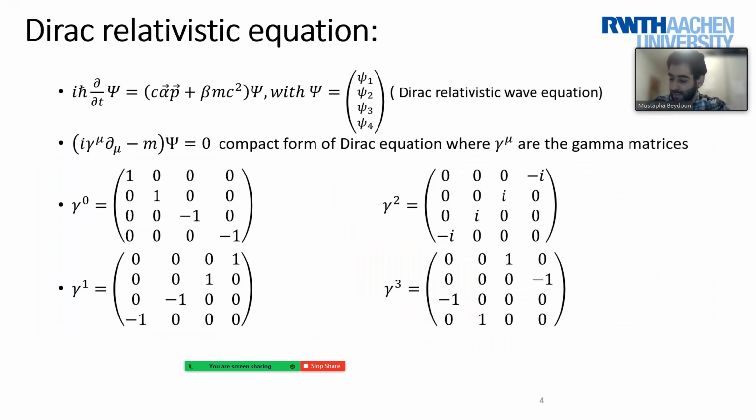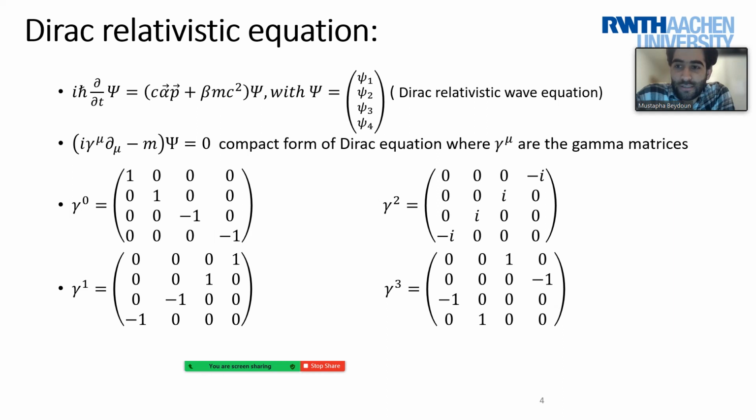Now here we study the Dirac relativistic wave equation. So this is the first Dirac relativistic wave equation. In 1928, Dirac made a revolution in quantum physics where he studied such an equation. He wrote such an equation, and this equation made a revolution in physics because it predicted a new understanding of spin.